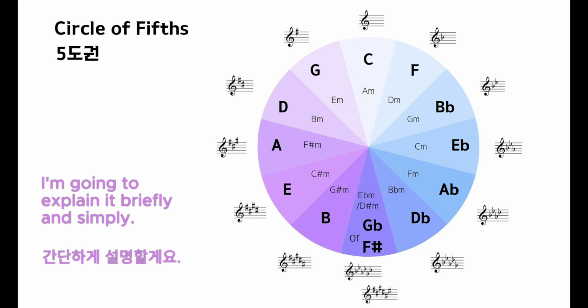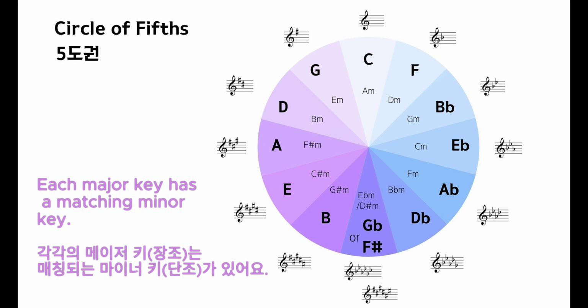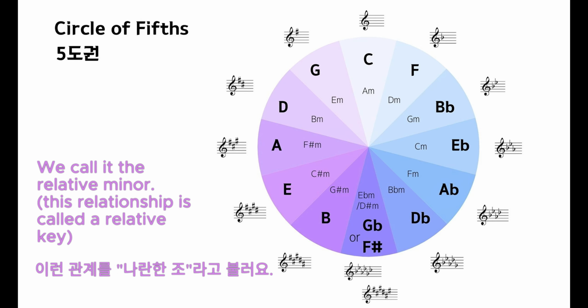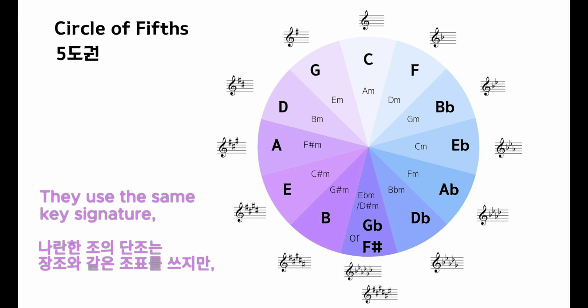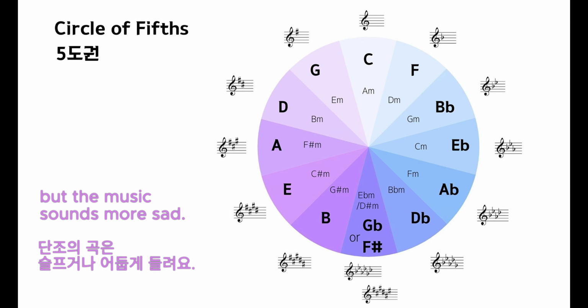I'm gonna explain it briefly and simply. Each major key has a matching minor key. We call it the relative minor. They use the same key signature, but the music sounds more sad.